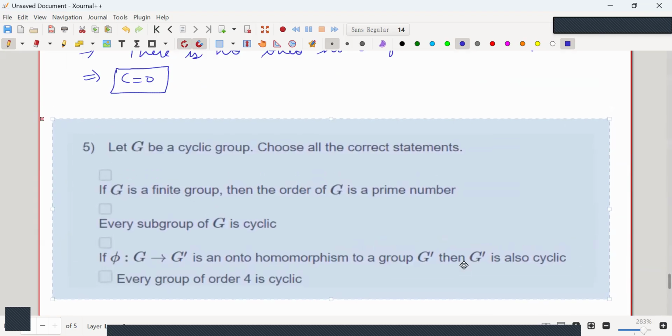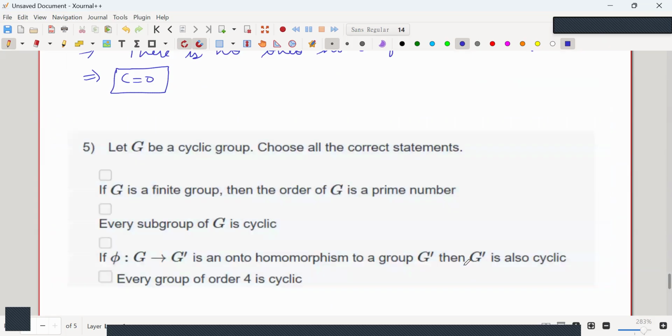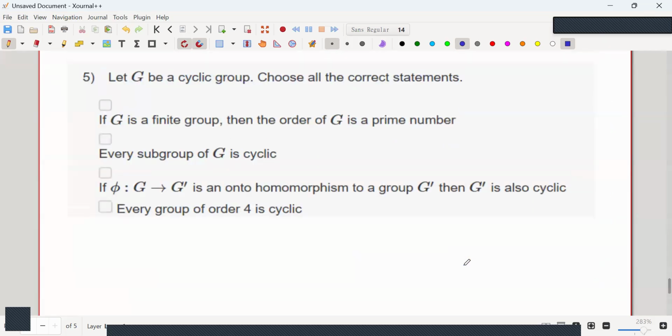Next question is, let G be a cyclic group. You need to choose the correct statements. If G is a finite group, then the order of G is a prime number. Is it true or false? This is false. Why? So Z4 is cyclic, but the order is 4. So Z4 is cyclic, but the order is not a prime number.